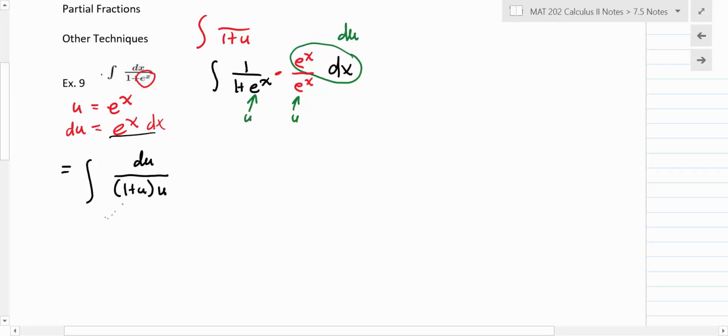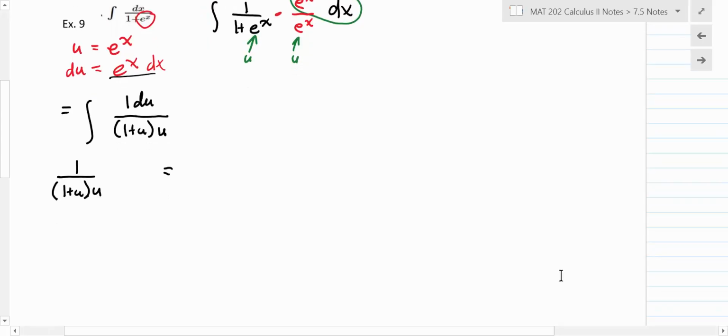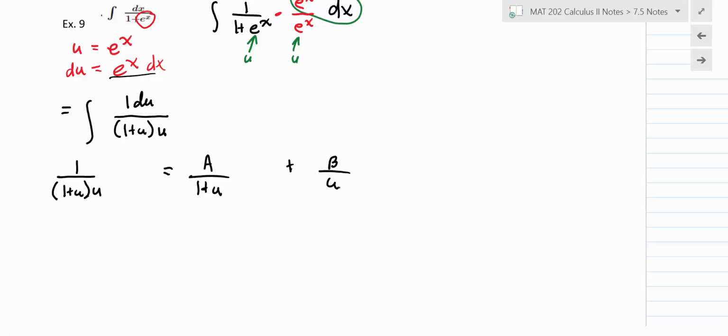And you have to work this out like this. In the numerator, you're working out 1 over 1 plus u times u. And yeah, we're going to do partial fractions on this, the same idea. So I'm going to have a over that linear factor plus b over that linear factor, like that. Okay, so we're going to work out the u integral first, then we'll resubstitute in the u to get our answer. Okay, so same idea.